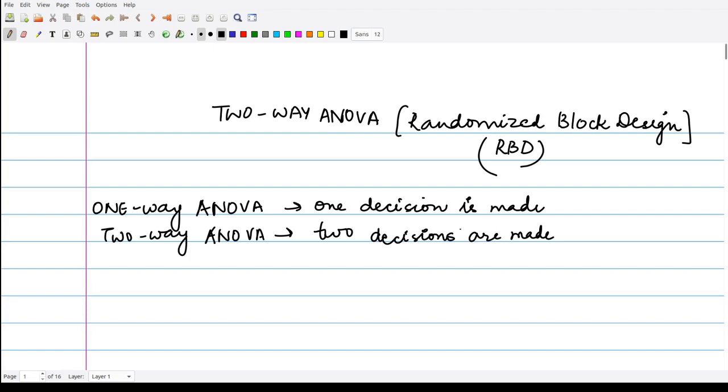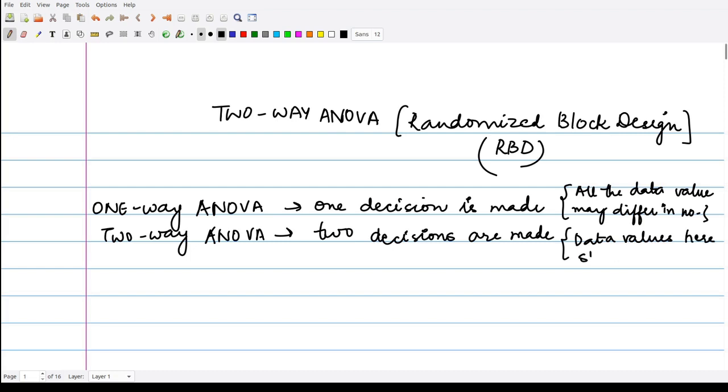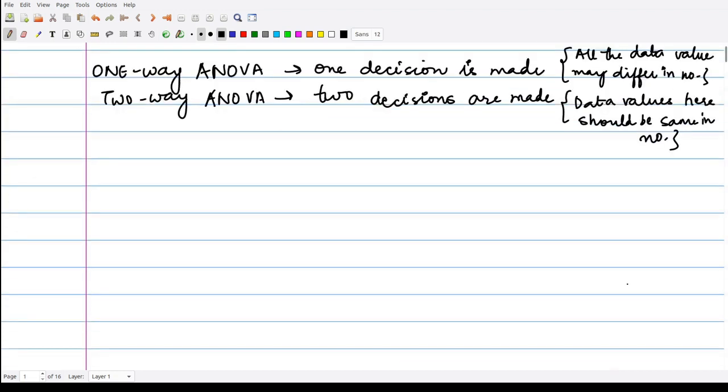And moreover, in one-way ANOVA, all the entries, all the data values may differ in number, whereas the data values in two-way ANOVA should be the same in number. So let me tell you how to solve this two-way ANOVA through a question.